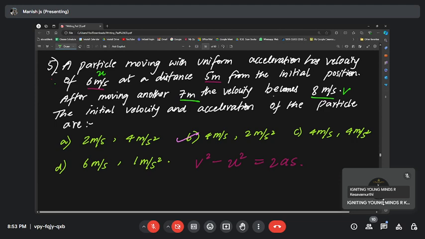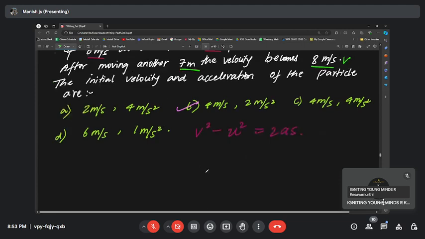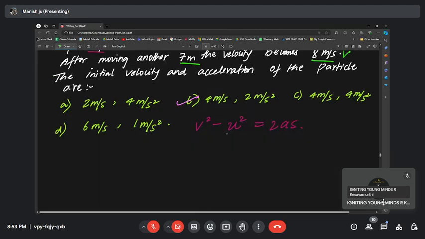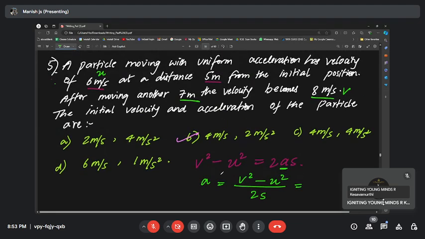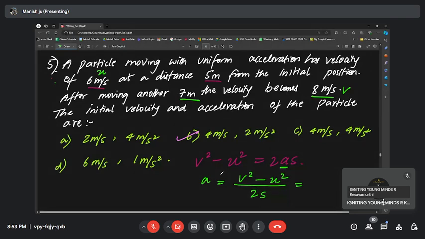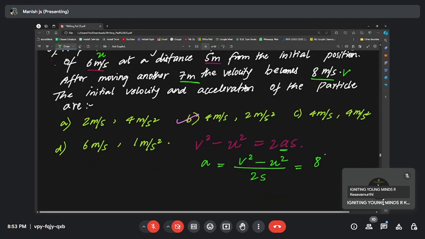So like this, you first identify the given data and then substitute in this particular formula. I am writing the equation in terms of acceleration. Rearrange for acceleration, children. When you rearrange this, you will get acceleration as v squared minus u squared upon 2s. Go and substitute it and simplify it. V squared is nothing but 8 squared, so 8 squared minus 6 squared.